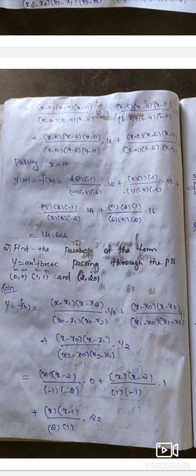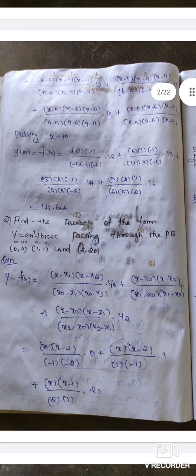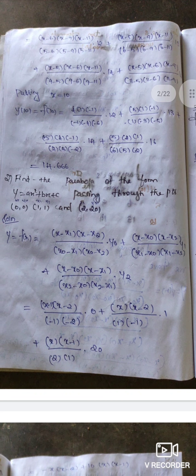Next problem, find the parabola of the form y is equal to ax squared plus bx plus c passing through the points (0, 0), (1, 1) and (2, 20). Here x0 value is 0, x1 is 1, x2 is 2 and y0 is 0, y1 is 1 and y2 is 20. We apply the Lagrange's interpolation formula.